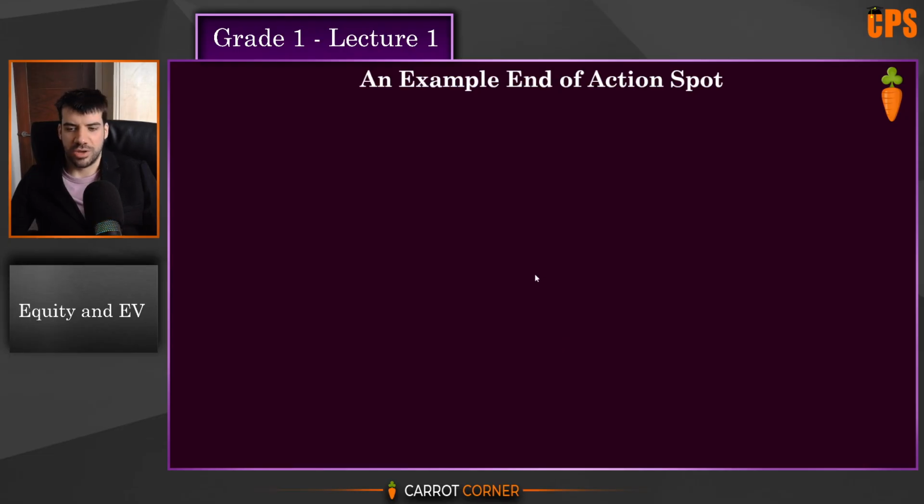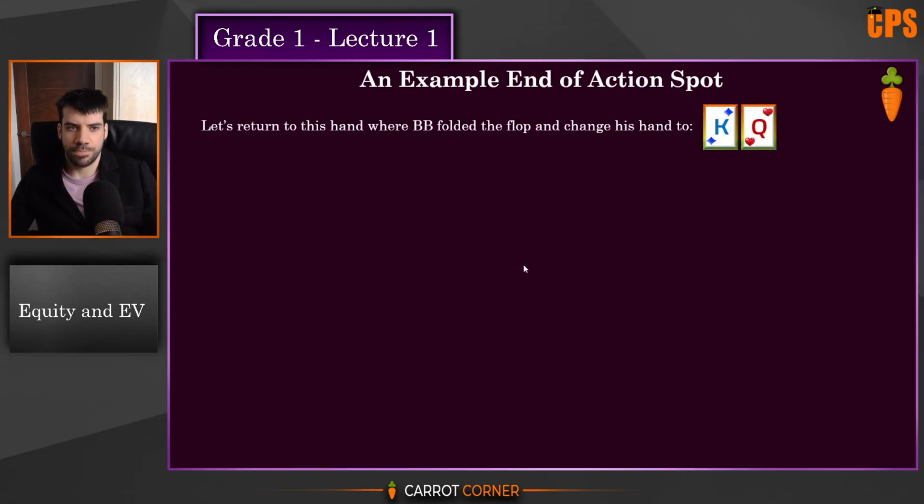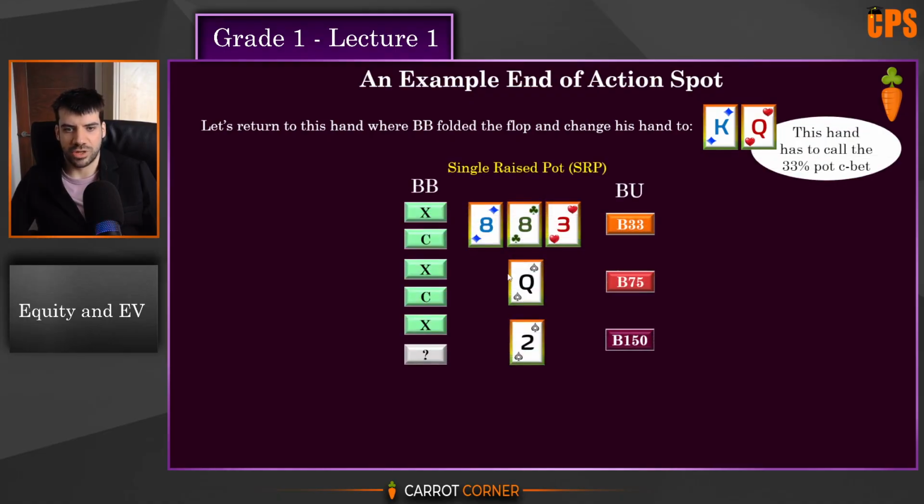Let's turn our attention now to end of action spots specifically, and we'll return to this hand where big blind actually folded on the 8-3 flop. However, this time we're going to replace his cards with king queen. So big blind check calls the flop this time. King queen high is a very strong pair draw. It's two really big cards.